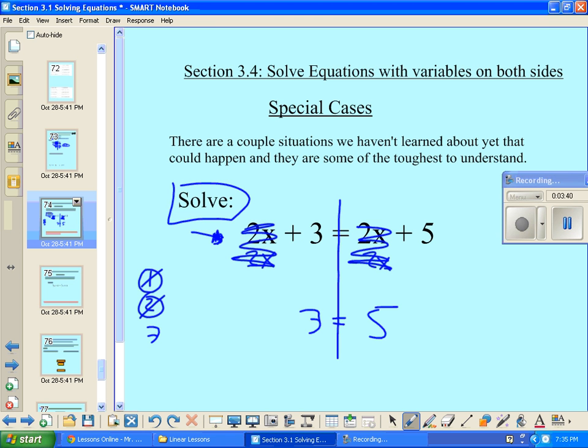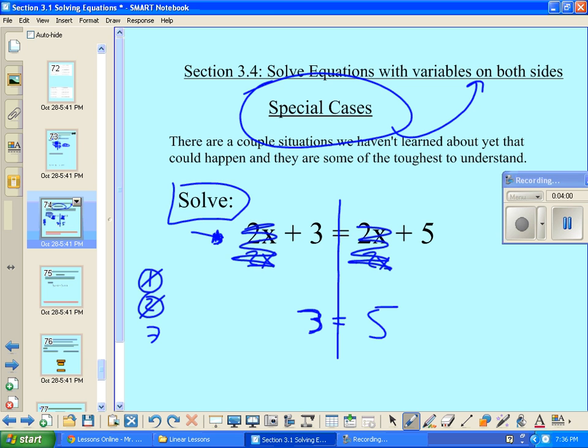So what happens in one of these special cases, and these can happen when I have a VOBS problem, a variables on both sides problem, is there may be a time when I try to get all the variables on one side, and by doing that, I actually cancel out all the variables, and all that's left is some kind of statement here.